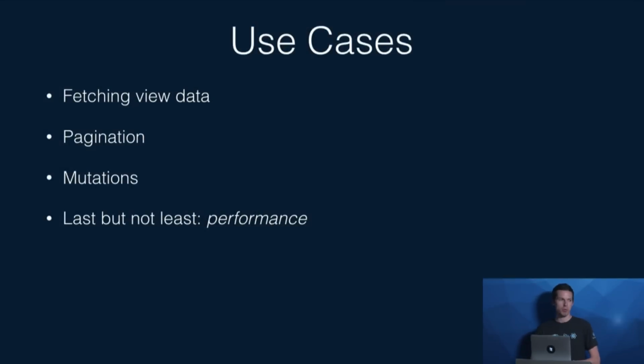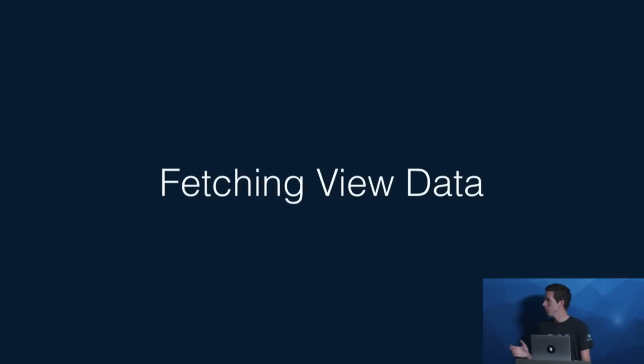So the three big ones are fetching data for a view. That's pretty obvious, right? Data client. Pagination and mutations. But last but not least, performance. None of these things would really be very useful if you could not build a large app and have it be performant enough for users to be happy. And so performance is a really big goal for us. So let's briefly run through these and think about how Relay solves these use cases.